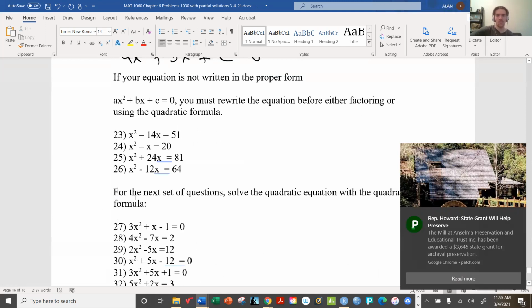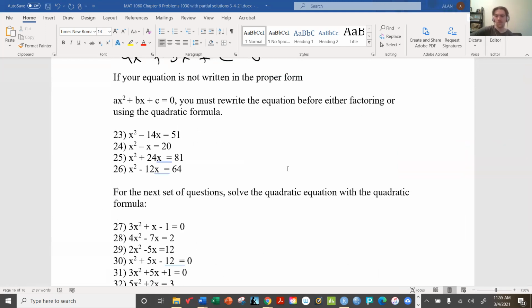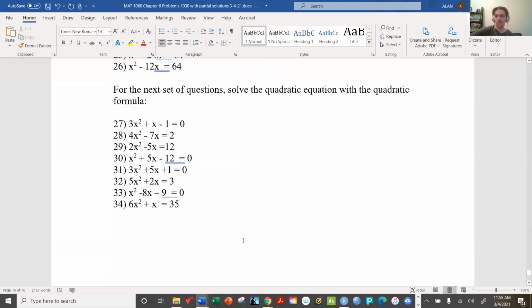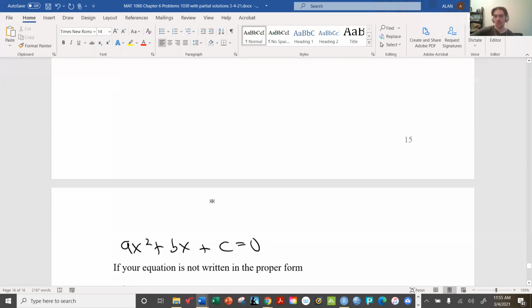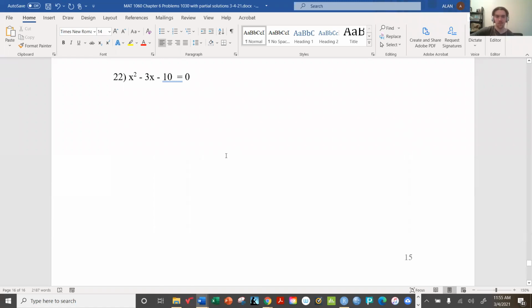And then at the very bottom, we have our favorite, the quadratic equations. Woohoo! But here the same thing applies. Make sure they're in the right form. Otherwise, you will get them incorrect. All right, so let's try this one, which is still in the proper form.